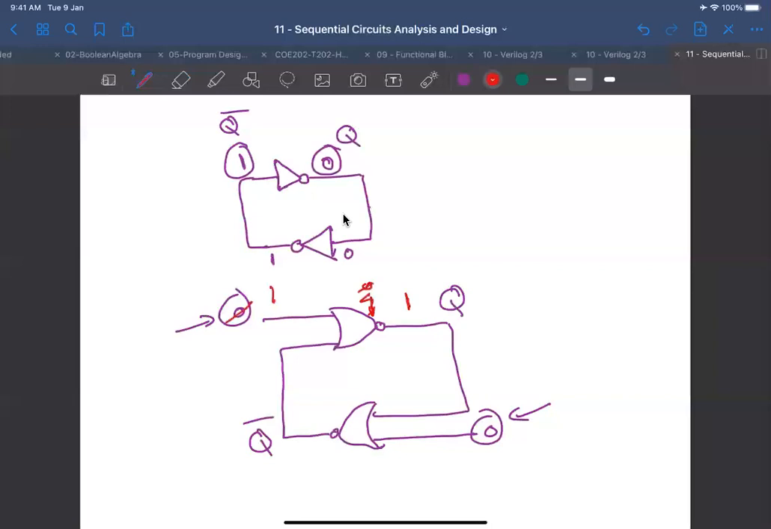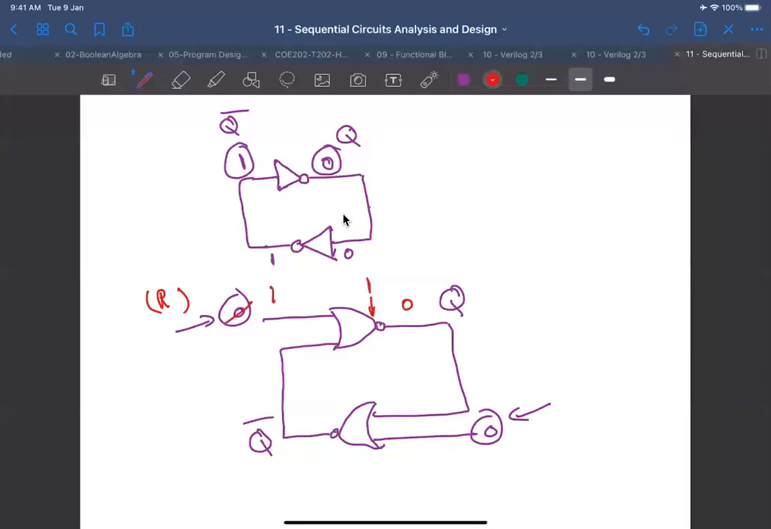Isn't it the opposite, Doctor? I'm sorry, yes, you're right. 1, and then a 0. Yes. Okay. So this must be the reset input. Because I managed to reset Q to 0, although I don't know the previous value of Q. Okay?